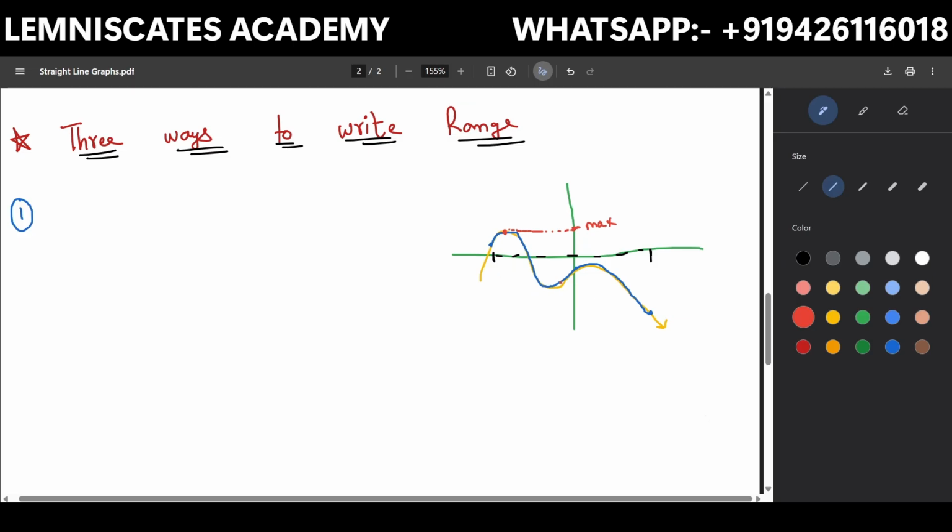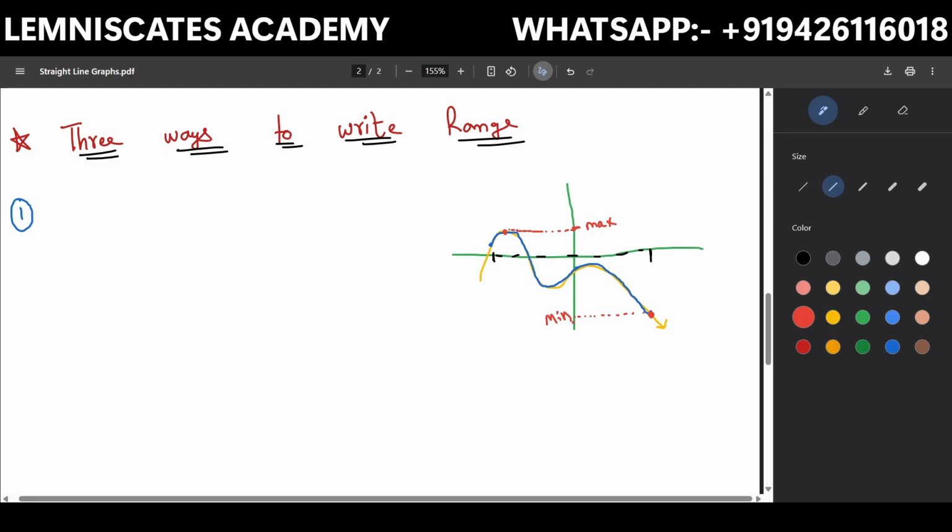And where is the minimum value? Clearly this is not the minimum, this is called as minima, but this is not the minimum value that my graph is giving in the given domain. It is over here. This is the minimum value that my graph is showing in the blue region. So of course, if I just say, okay, this is my minimum value.